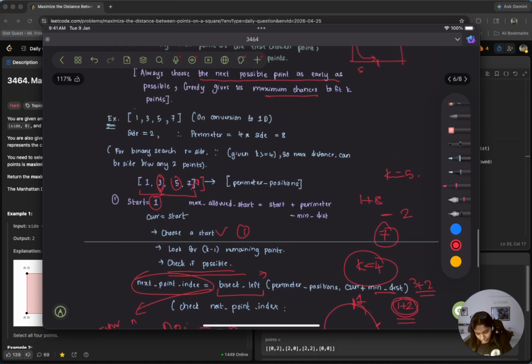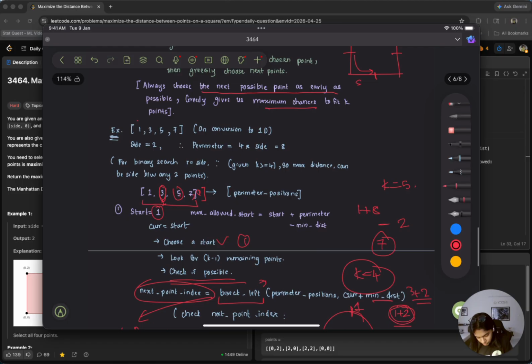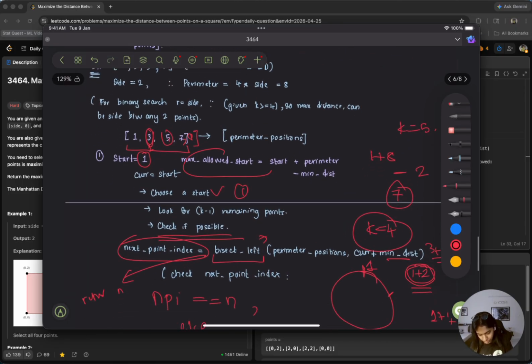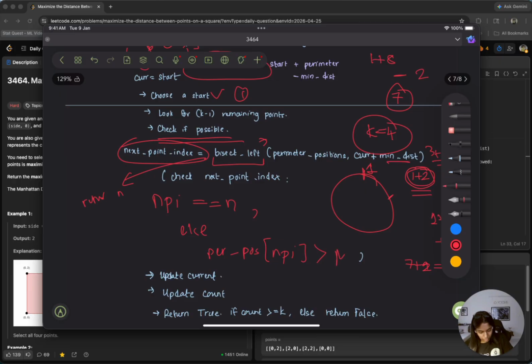And the maximum limit we had, what was it? It was this over here, the maximum allowed start. So if it's greater than our maximum allowed start, then we know that we're out of bounds, and definitely this minimum distance is not possible, right?